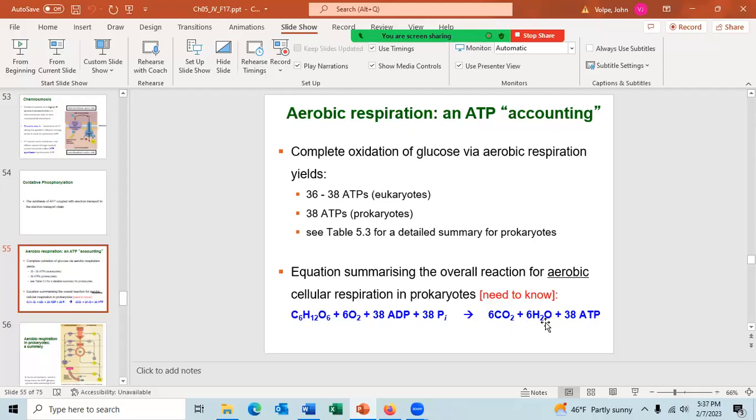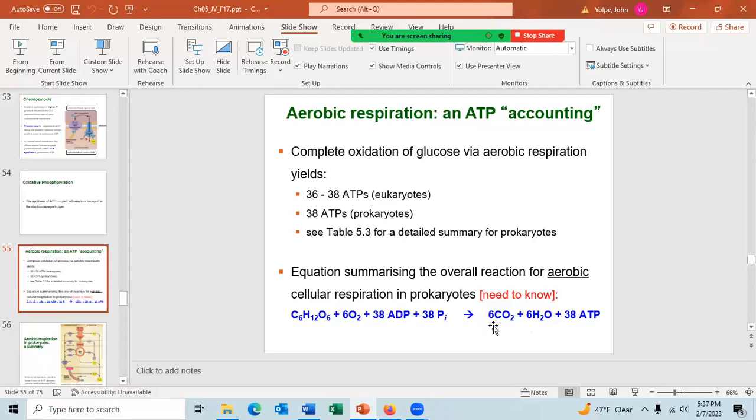All of the water comes from oxygen. So 6 times 2 is 12, and then 6 times, oh, this isn't a balanced equation. This should be 12 oxygen, and we add on 6 water here. You don't need to know the balanced equation, but all of the water comes from oxygen.